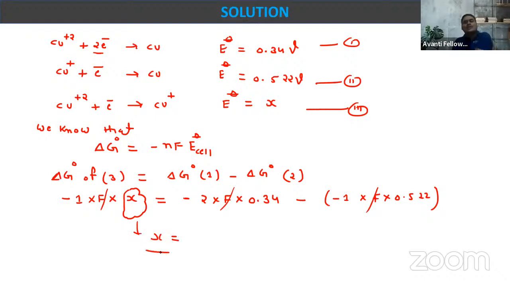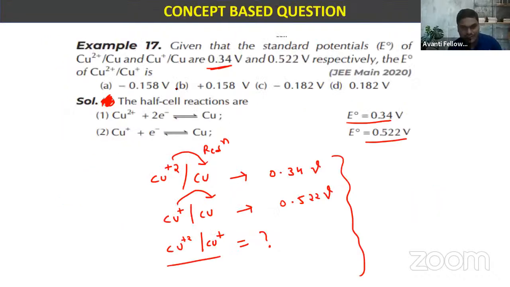Now, will someone quickly calculate and tell me what is the correct answer? On solving, what will you get? Yes, that is 0.158 volt. So this is the EMF of copper plus 2 to copper plus 1. So this is the amount of EMF change. So which option is correct, beta? 0.158. That is option number B. So option B is absolutely correct for this.